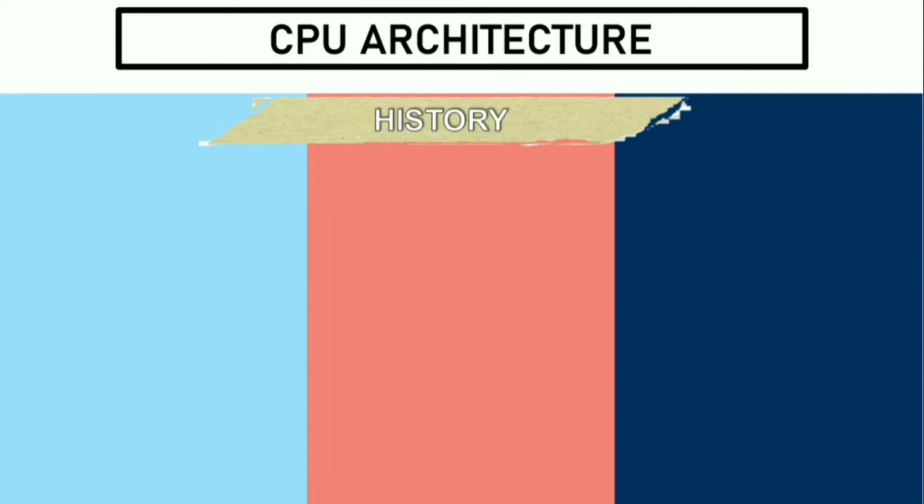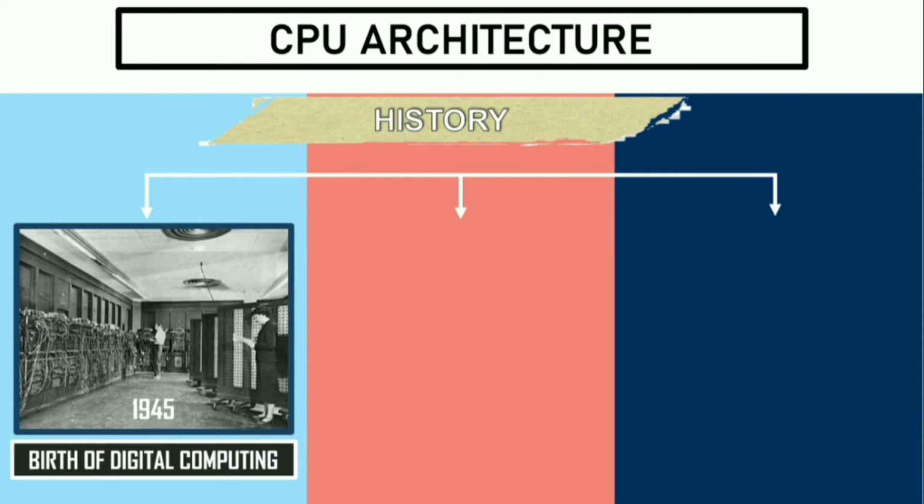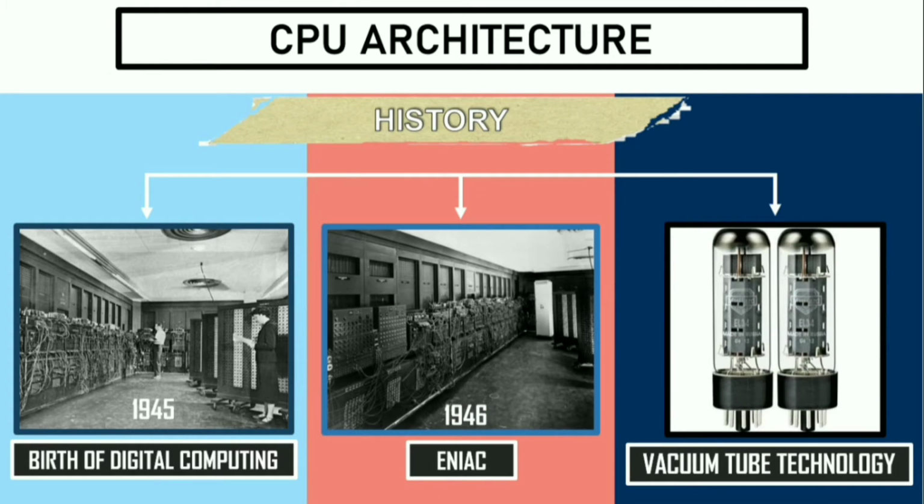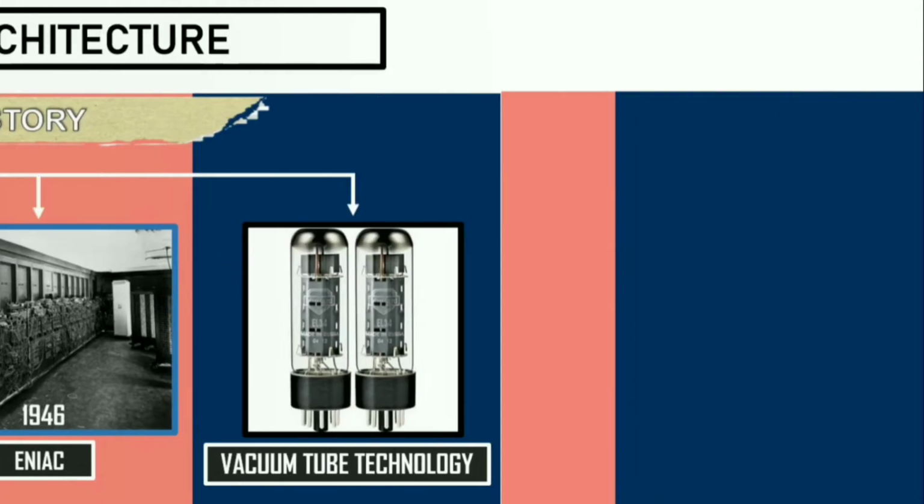Next is the history of our computers. In 1945, it is considered to be the birth of digital computing. Computers before were fragile, slow, and large. The following year, ENIAC, or the Electronic Numerical Integrator and Computer, was introduced. Vacuum tube technology was used on the earlier computers, which made them huge and unreliable. The programming was also complicated and error-prone, but it was still the cutting edge of technology in the late 40s.